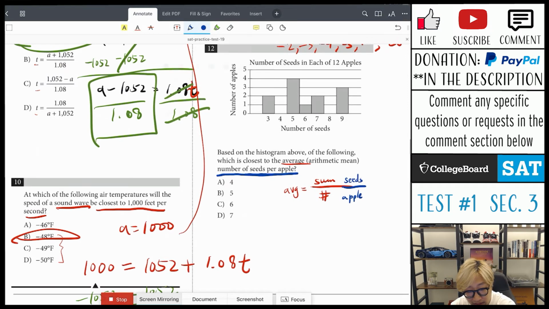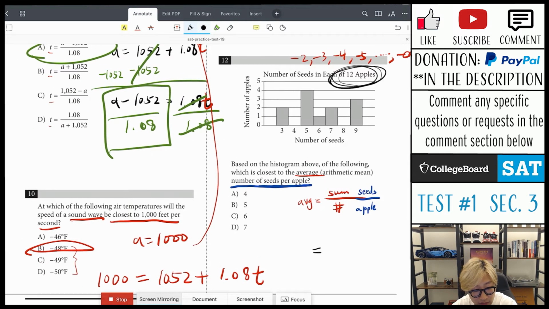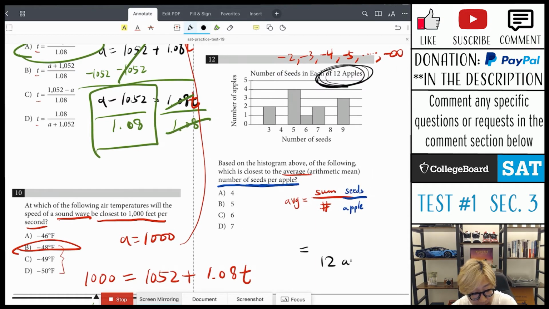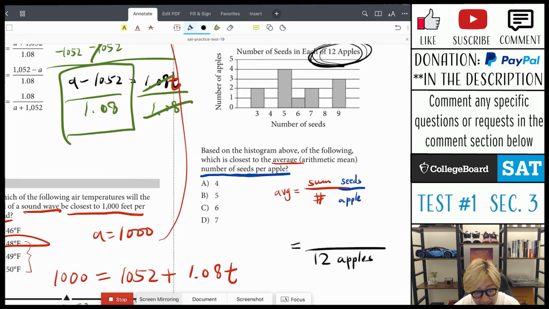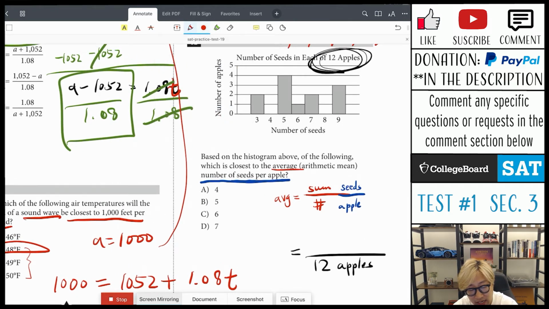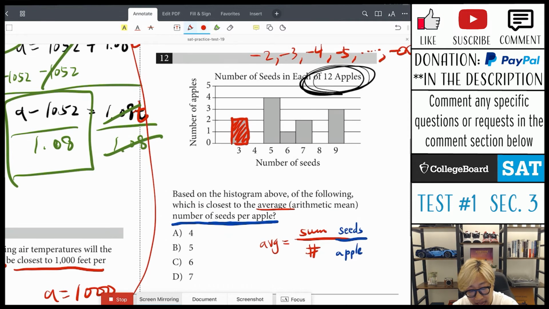All right, so not too bad. Do I know any of those two pieces of information? Well, 12 apples. That's easy. It says 12 apples, and that's on the bottom. The sum of the seeds, I don't know, so let's go one bar at a time. This is how you read the bar. Take a look at this red bar right here. That red bar basically means I have 2 apples that have 3 seeds each. So that's a total of 6 seeds right there.